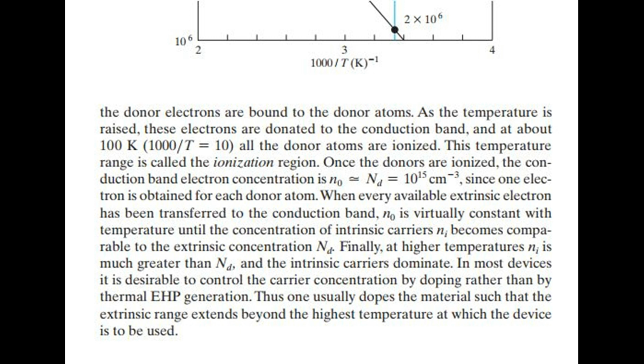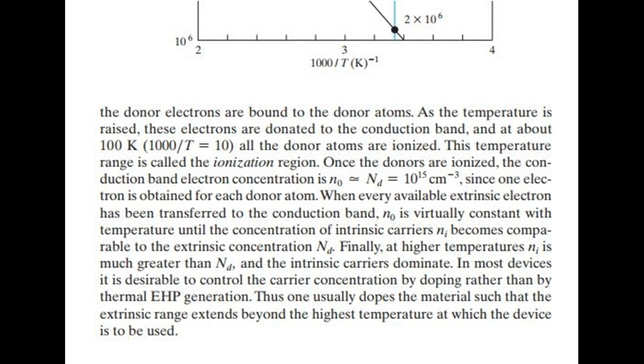In most devices it is desirable to control the carrier concentration by doping rather than by thermal EHP generation. Thus one usually dopes the material such that the extrinsic range extends beyond the highest temperature at which the device is to be used. Figure 3-18. Carrier concentration versus inverse temperature for silicon doped with 10^15 donors/cm^3.